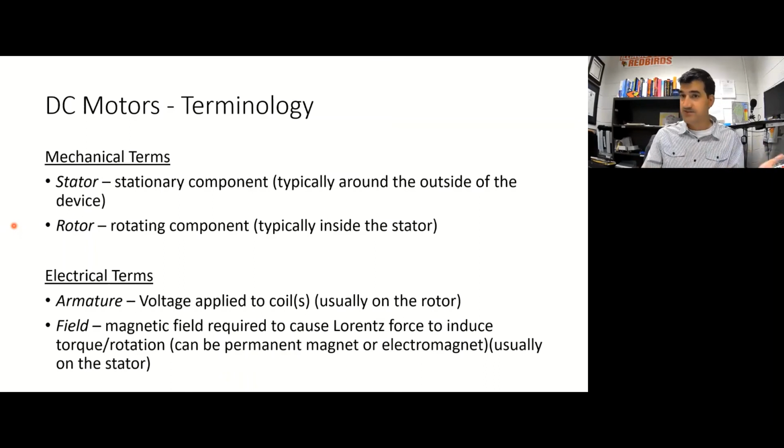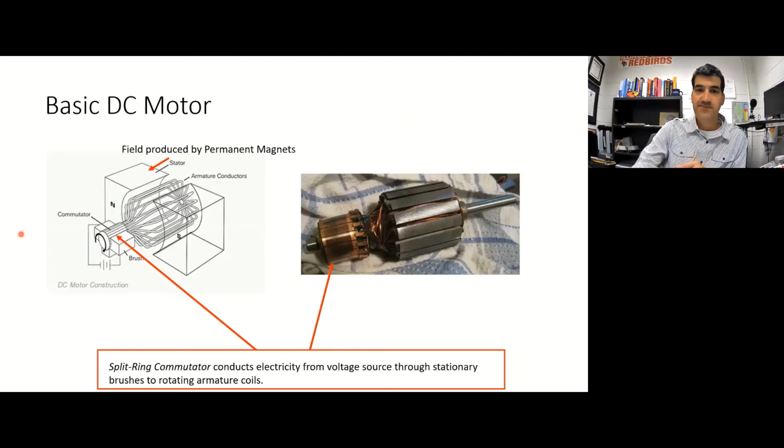The field, we still have to have a magnetic field. We could still create our magnetic field either with permanent magnets or with electromagnets. In a couple of class sessions, we're going to talk about different designs of DC motors, and we'll talk about both: how you could create them with permanent magnets or how you could create them with electromagnets, because both are actually quite common. All right, so that's a little bit of terminology.